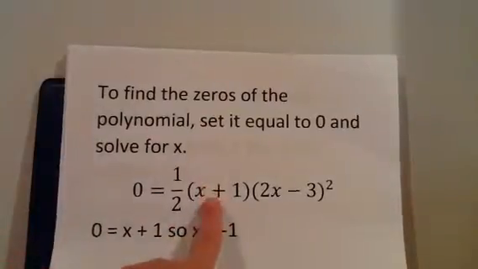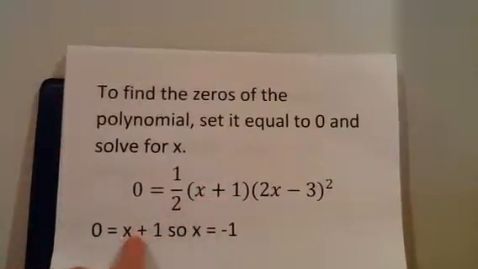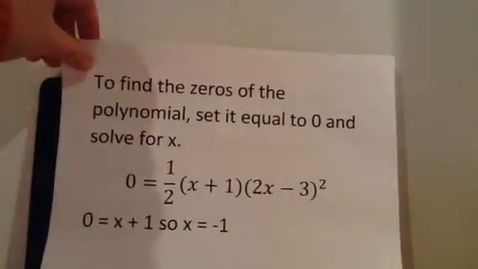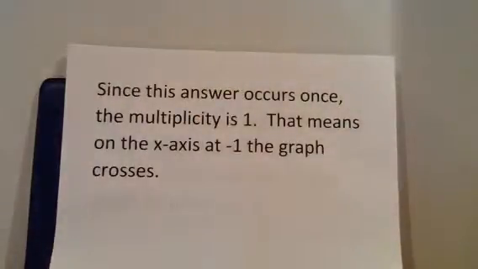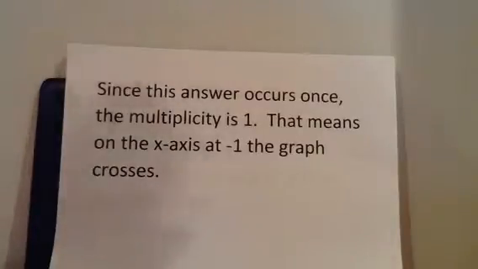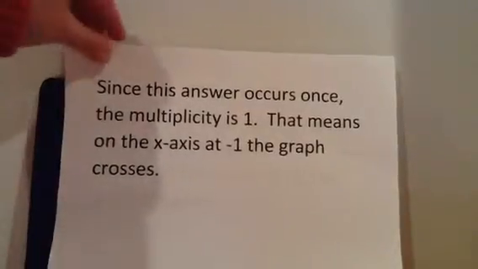With this factor, x plus 1 equals 0, so x equals -1. Since this answer occurs once, the multiplicity is 1, which is odd, so that means at the x-axis at -1, the graph crosses.